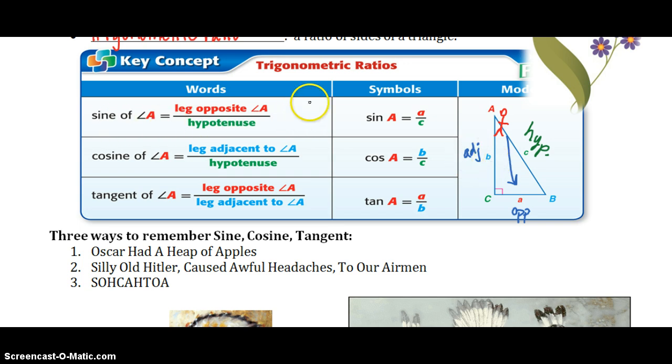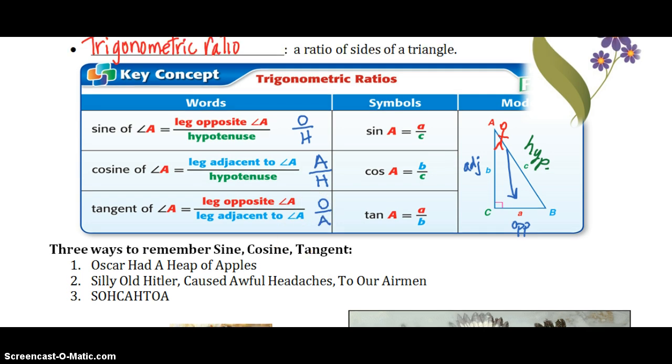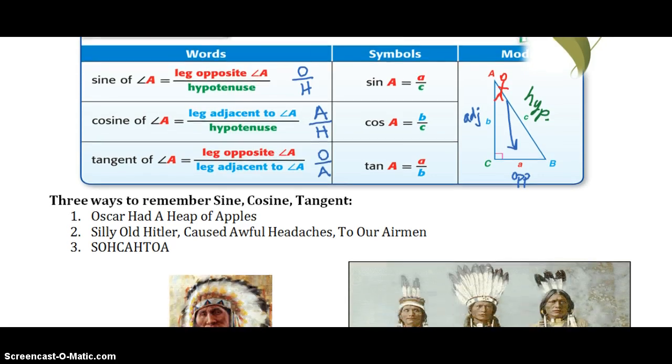So sine is always opposite over the hypotenuse. That's the ratio. So you'll notice they said here the sine of A is little a, the opposite side, over C, which is the hypotenuse. The cosine is the adjacent leg. The adjacent leg is B, so the adjacent leg over the hypotenuse, B over C. And then the ratio for the tangent of angle A is the opposite leg over the adjacent leg.